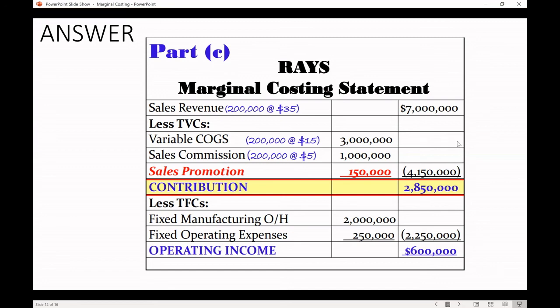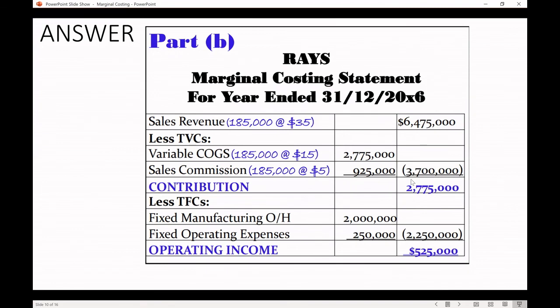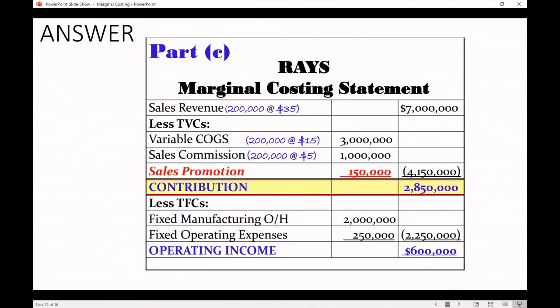So here we're seeing that our revenue increased, and despite our variable costs also increasing, and us taking on an additional cost of 150,000, our contribution increased. Our contribution now is 2.85 million. Our contribution before was 2,775,000. Not only that, after we subtract our fixed costs, and our fixed costs remain the same.